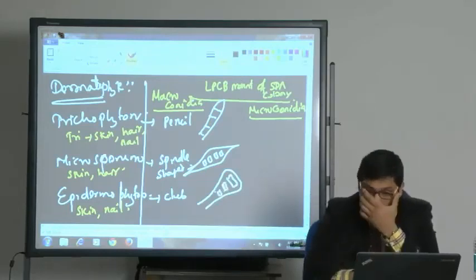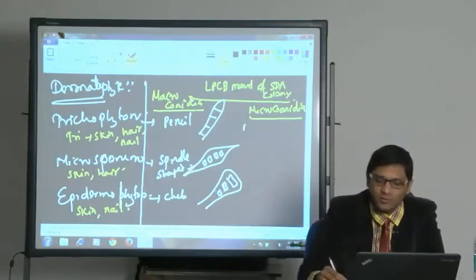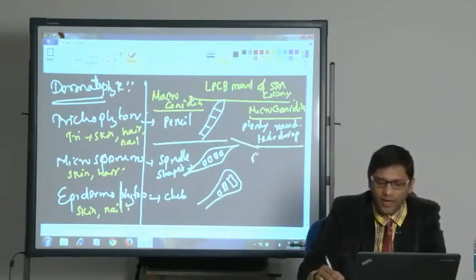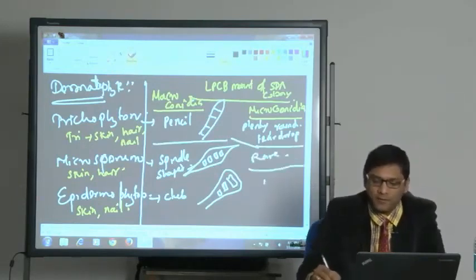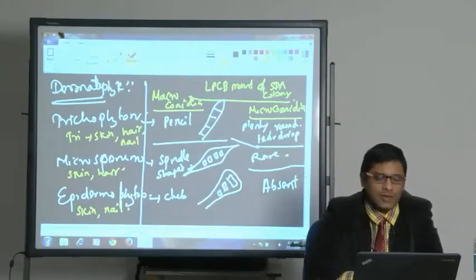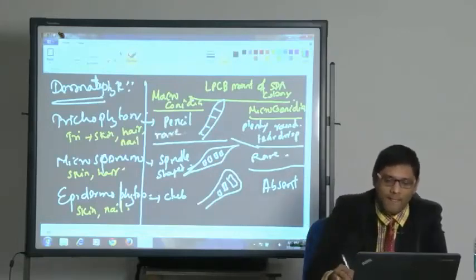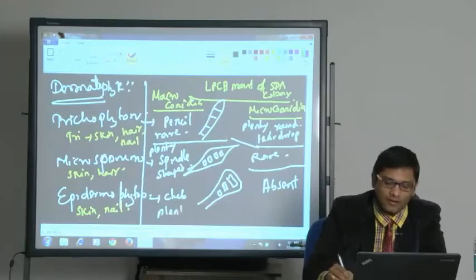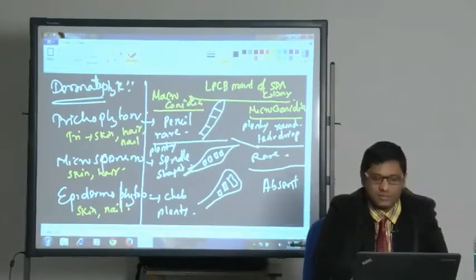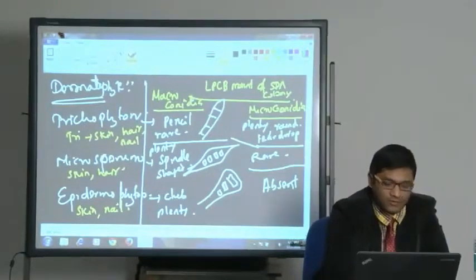Microconidia: Trichophyton has plenty, round or teardrop shaped, whereas Microsporum has rare microconidia, and in Epidermophyton microconidia are absent. Similarly, macroconidia in Trichophyton will be rare, whereas Microsporum and Epidermophyton will have plenty of macroconidia. Okay, so this is the point of difference between all dermatophytes that you have to remember.